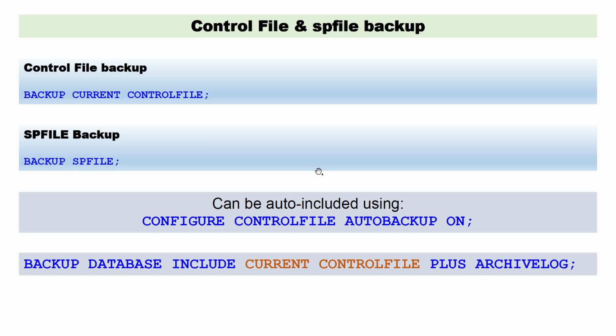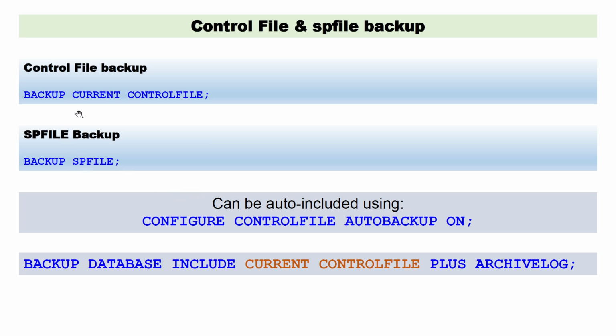RMAN can also take the control file and SP file backup. If you want to take the backup of the current control file, you will just say BACKUP CURRENT CONTROLFILE. And if you want to take the SP file backup, you can say BACKUP SPFILE. This will take the backup of the control file. This will take the backup of the SP file.